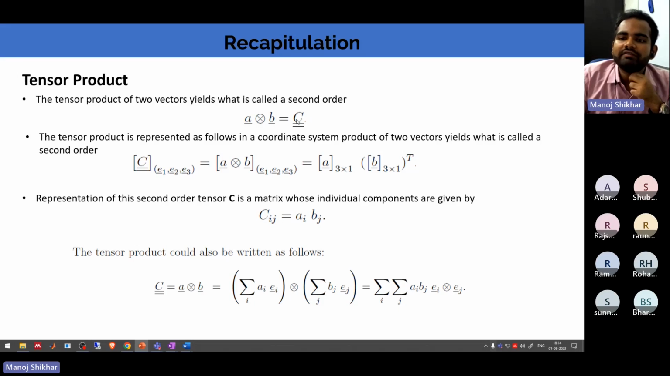So how are we making this tensor C? It is A dyadic B. So Cij will be Ai into Bj. When you write the tensor product, finally you will write it as C equal to A dyadic B. This symbol is also called the dyadic product. So A dyadic product B, where you are replacing the vector A here and the vector B here, and later on you will get Ai Bj into Ei dyadic Ej.